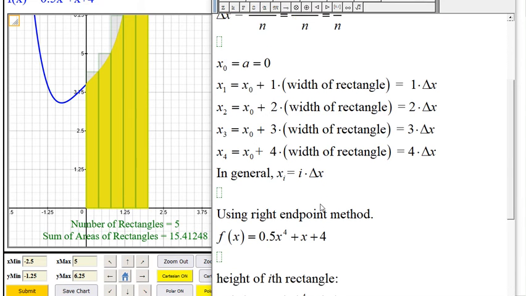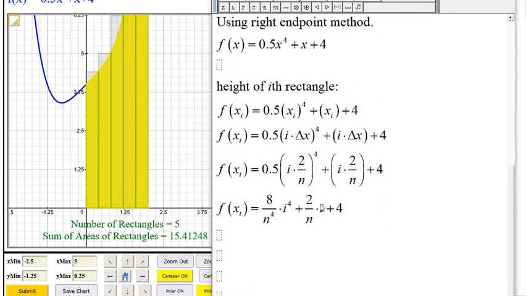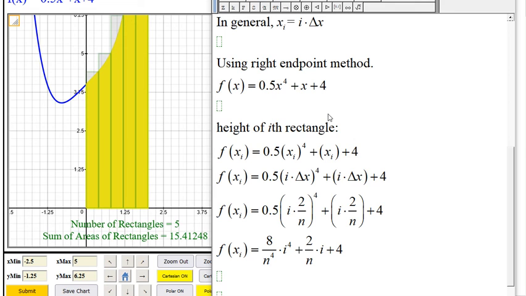Now let's find the height of each rectangle. The function we have is 0.5x to the fourth plus x plus 4. So f of x sub i: in the place of x, we just have x sub i. We just found that x sub i is i times delta x, so right here in the place of x sub i, we have i times delta x, i times delta x. But delta x is 2 over n, that's the width of each rectangle. So it'll be 2 over n.